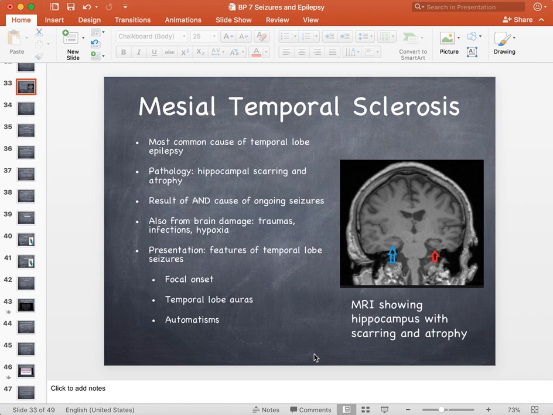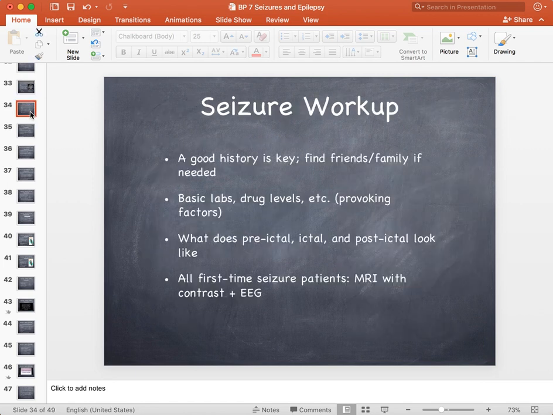So focal onset, you can get some temporal lobe auras, automatisms, things like that. Looking at this picture, we have essentially a blue arrow and a red arrow. The blue arrow is more or less normal. The red arrow, showing the left hippocampus, shows some scarring and then overall atrophy. So you can see how it's definitely smaller than the one on the right, and then just the coloring scheme I think is a little different than on the right side of the brain.